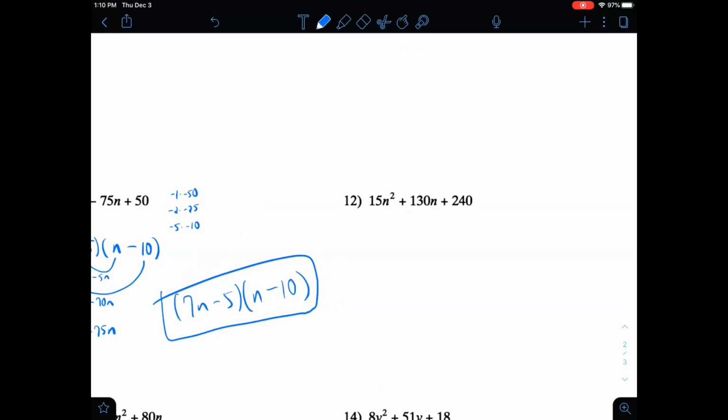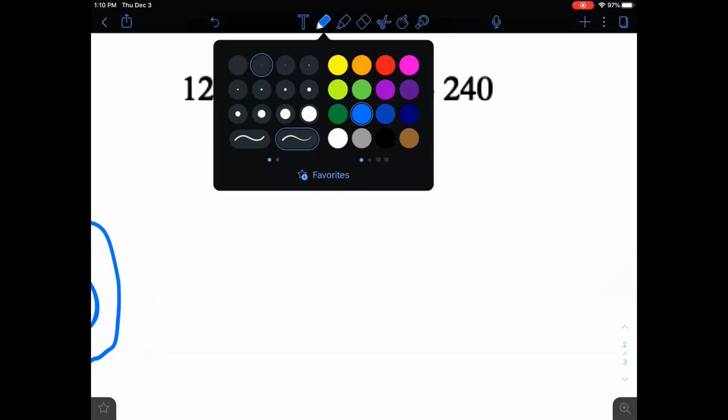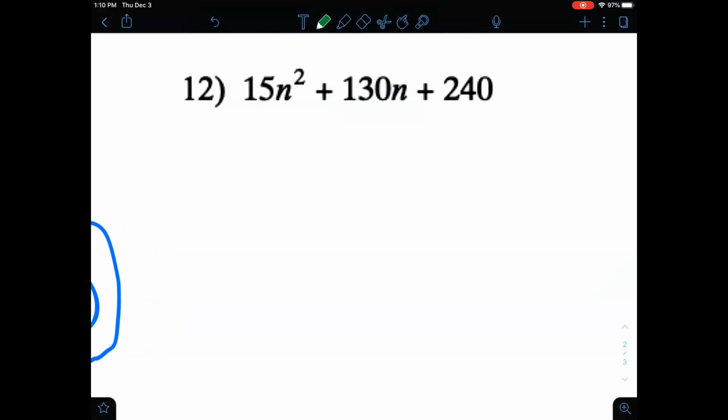Okay, 2 more examples to try here. We got number 12. We have 15n squared plus 130n plus 240. Okay. Well, we need a GCF. So we need the biggest number that goes into 15 and 130 and 240.